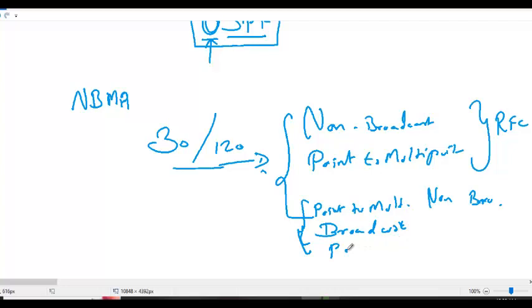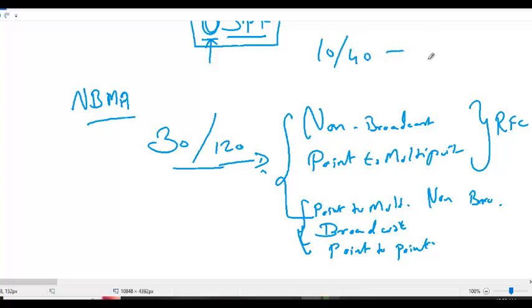Yeah. So totally 5 modes we have, NBMA modes. That's one question they may ask. And then timer, that was another question we started. Timer is 10 and 40 for normal broadcast, not NBMA broadcast, normal broadcast and normal point to point.